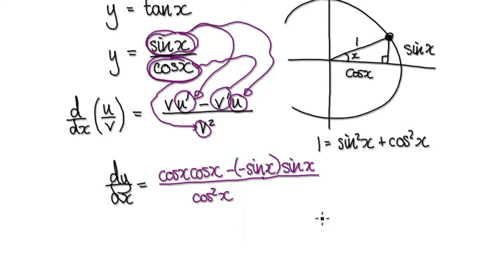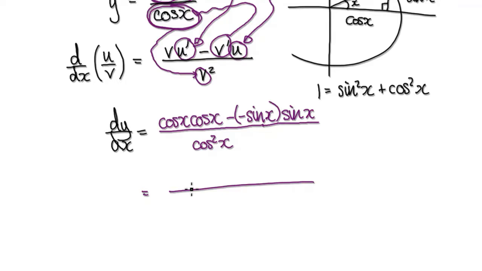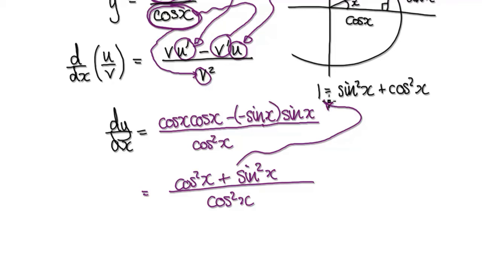So now you've got cos x times cos x. So that would be cos squared of x, and then a negative and a negative, that would be plus, and then sine squared of x over cos squared of x. So now this, you're supposed to be able to recognize. So that is really 1 here. So this whole block here will then become 1.